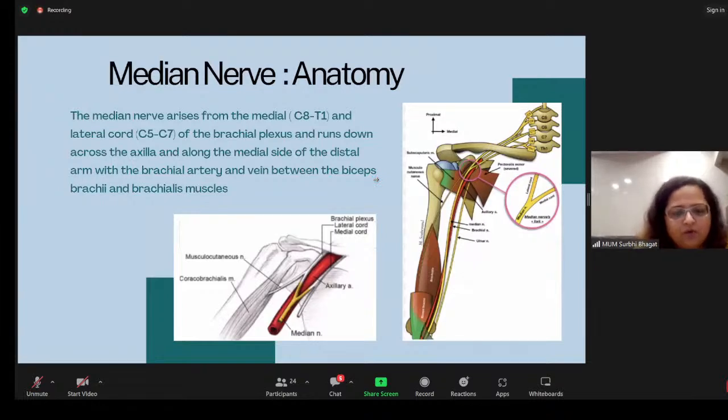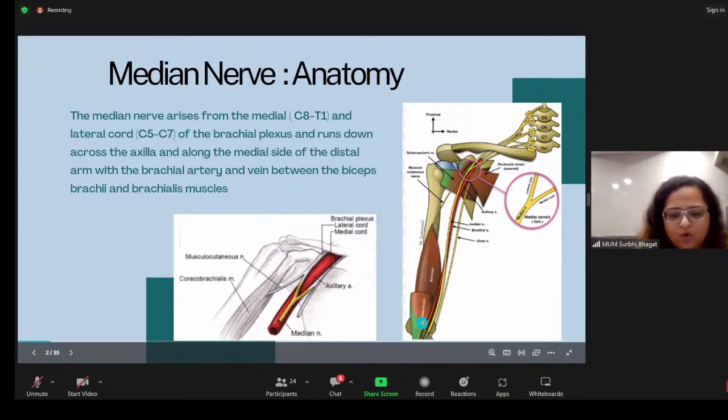So median nerve, we know it arises from the medial and lateral cord of the brachial plexus. Ulnar nerve has only 2 configurations, but median has C5, 6, 7, 8, T1. So how to examine all the nerve roots? Dilemma. It is one of the most difficult entrapments, where we have to see whether it is proximal or cervical, coming from cervical or even distal. It runs down along the axilla, and medially, distally it runs with the brachial artery and lies between the brachialis muscle and the biceps towards the elbow.